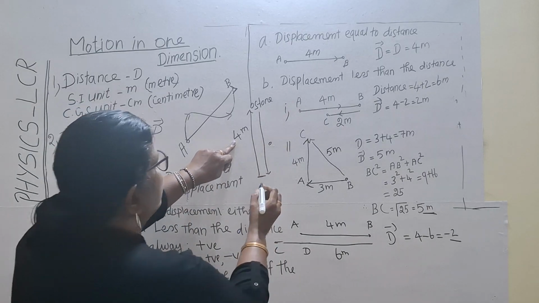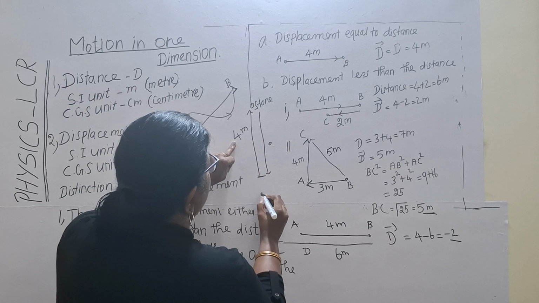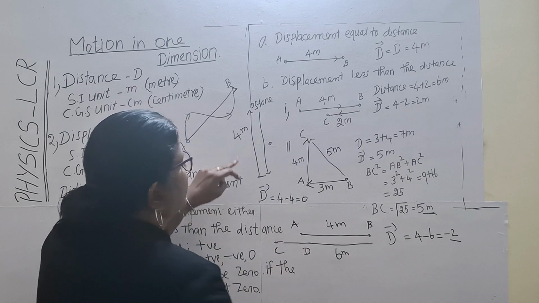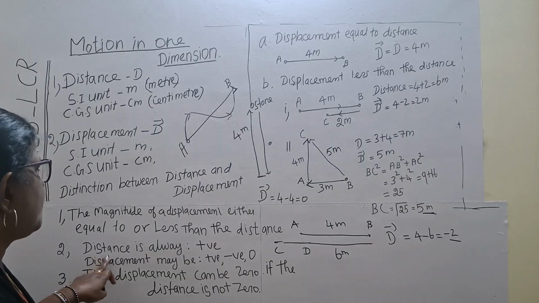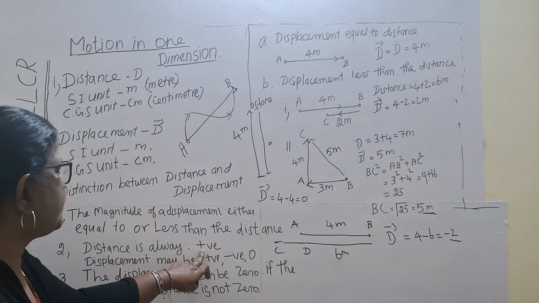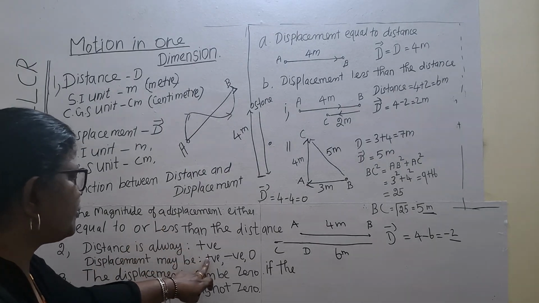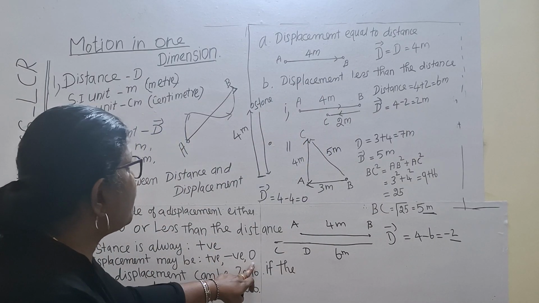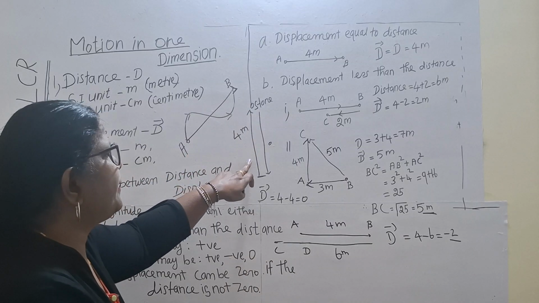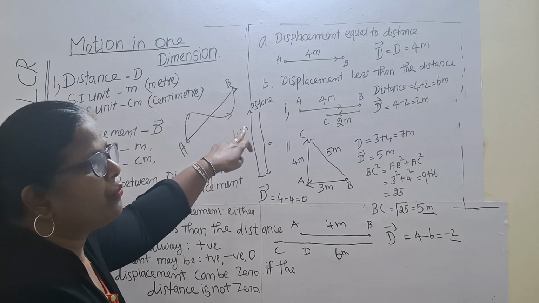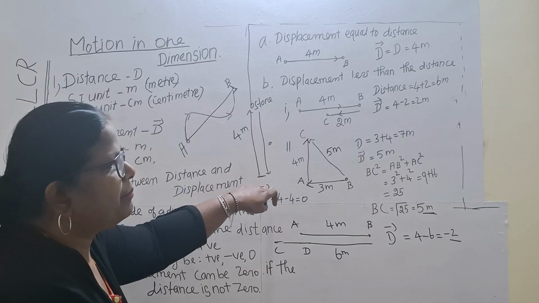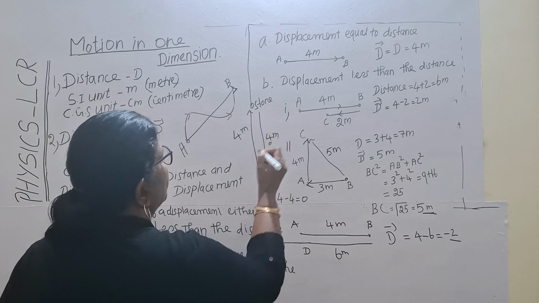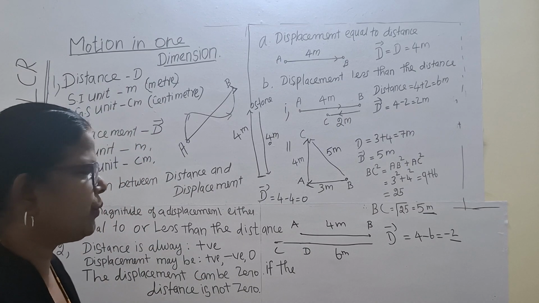So here what will happen? Displacement: 4 minus 4 equal to 0. So distance is always positive. Displacement may be positive; this is an example you can say. Another second one, 0. You are throwing a stone in the upward direction. It is moving up 4 meter, then coming back, traveling back 4 meter. So 4 minus 4, 0.